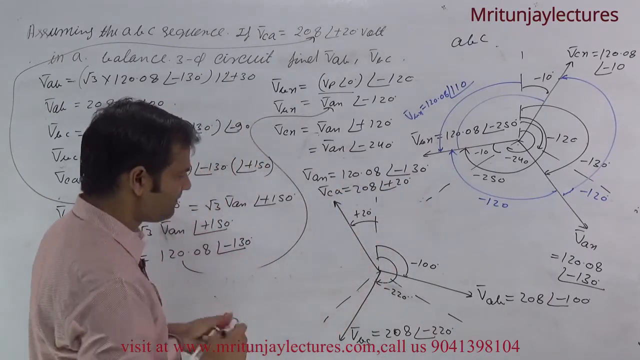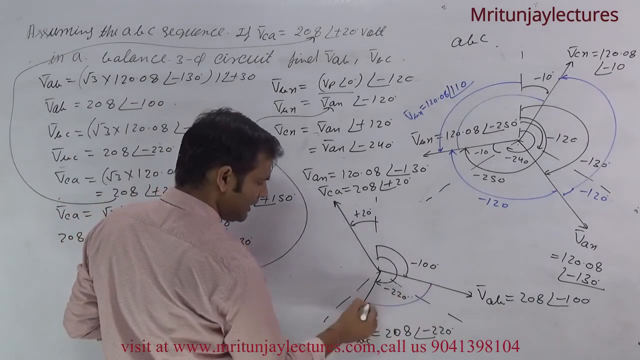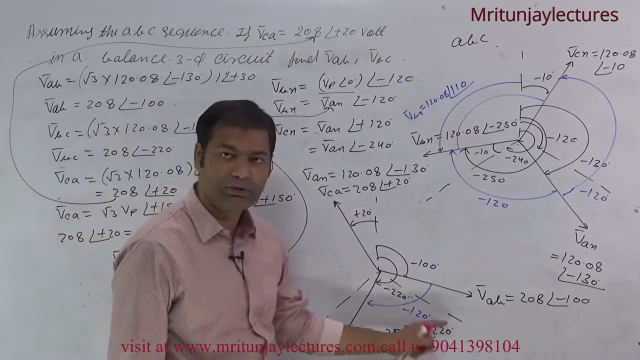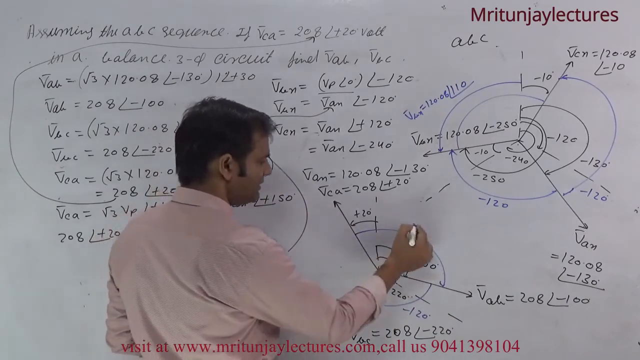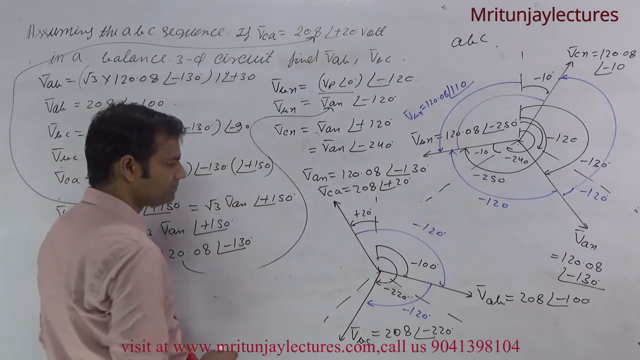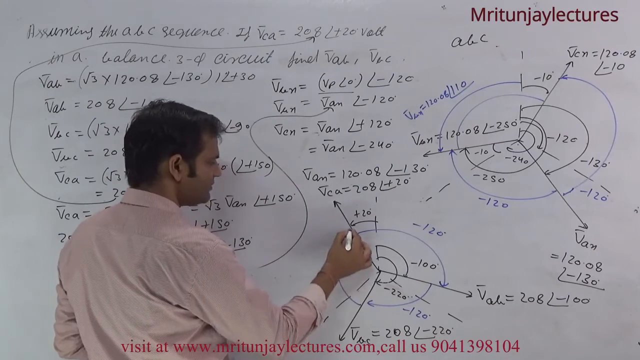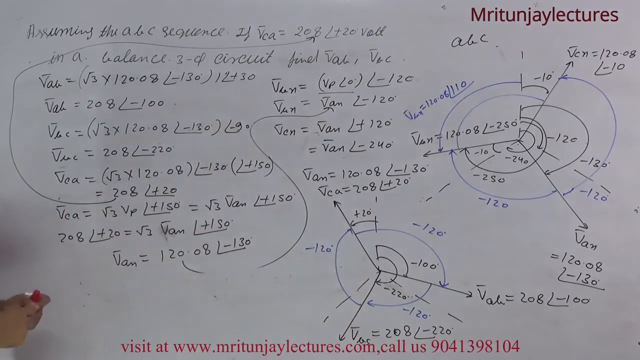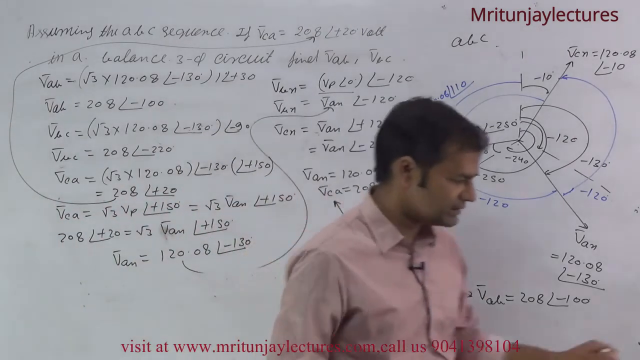Okay. Now AB, after that the angle between AB and BC is 120, and between CA and AB, that is minus 120. Clear? Now, and this one is also minus 120. Clear? So it is clear. It means your answer is correct.